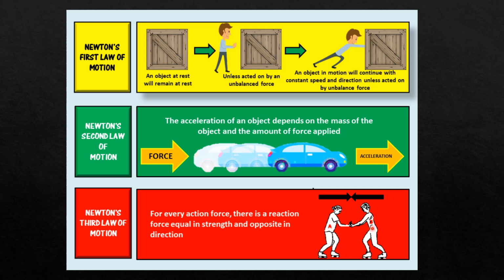See, he is pushing here, so again he is pushing. So the same equal force is applied here and from here. So this is called Newton's third law of motion.